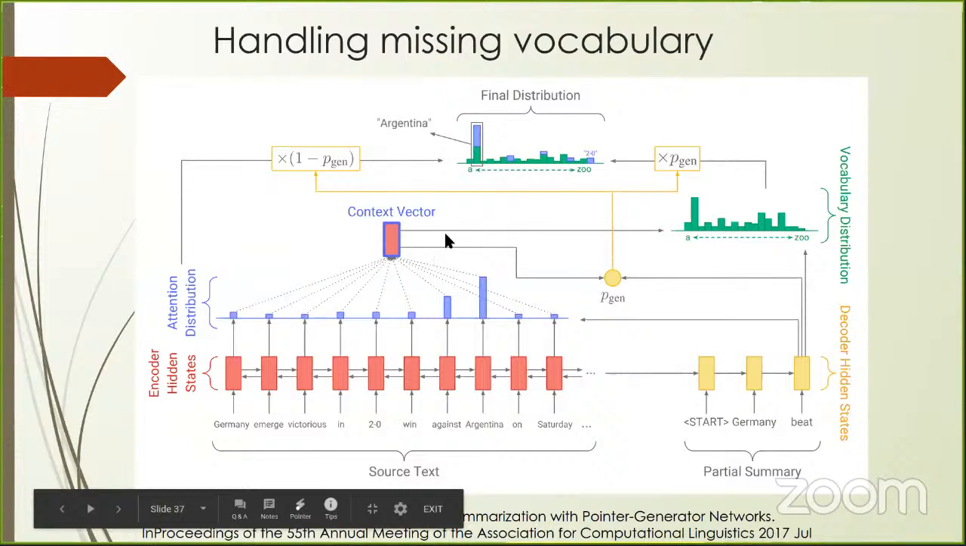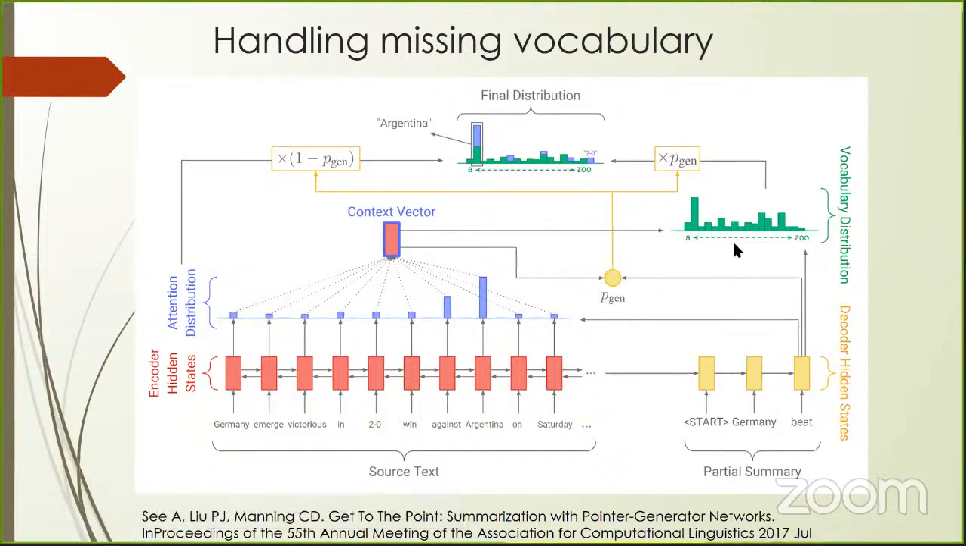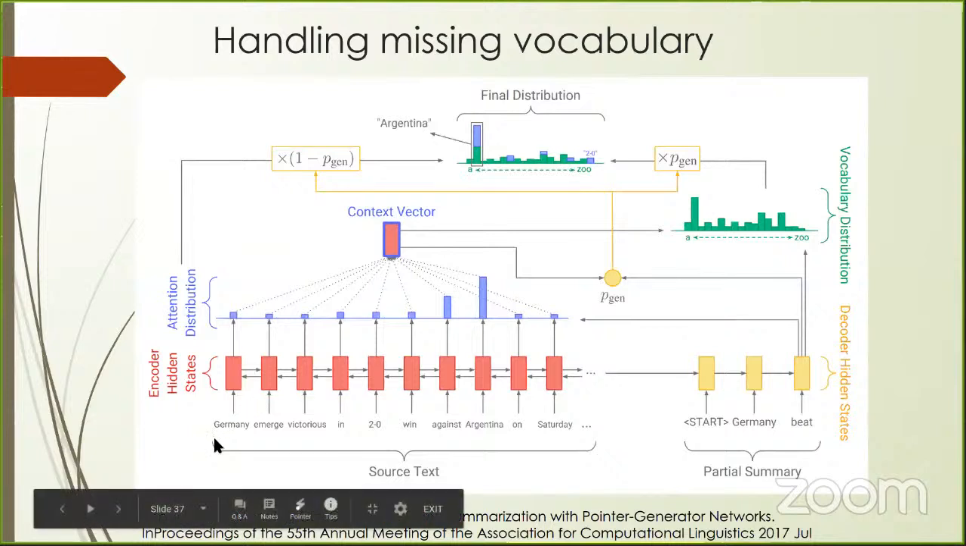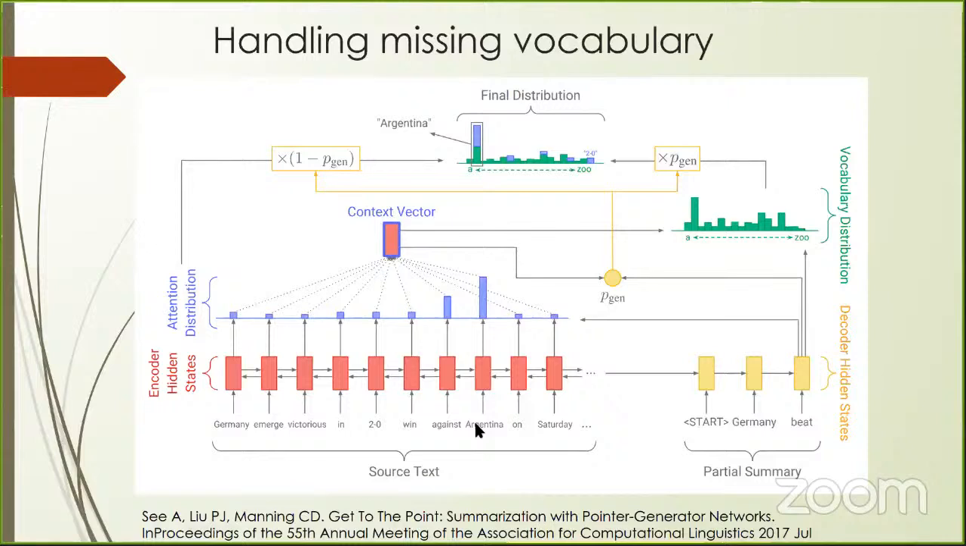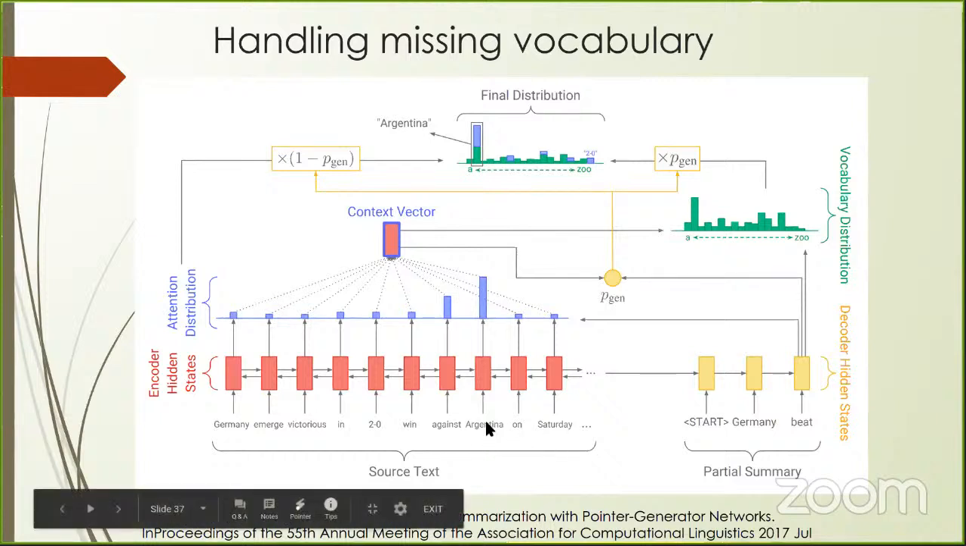Okay. So let's say this was my vocabulary, A to zoo, and Argentina wasn't a part of it. Let's assume that I never encountered the word Argentina before. And I got the input, Germany emerges victorious in 2-0 win against Argentina on Saturday. Now, I have never encountered Argentina, but I have encountered sentences like Germany emerges victorious against Italy, or Cuba emerges victorious against, maybe Brazil, something like that. So I know sort of what to expect.